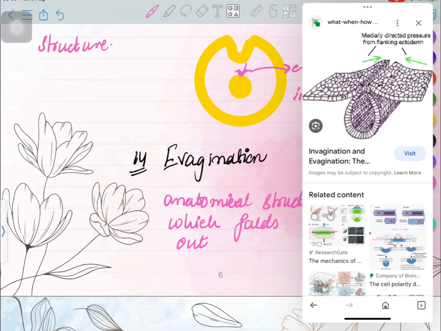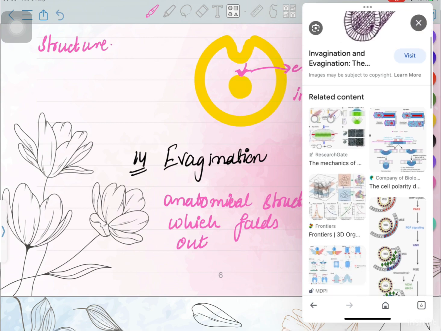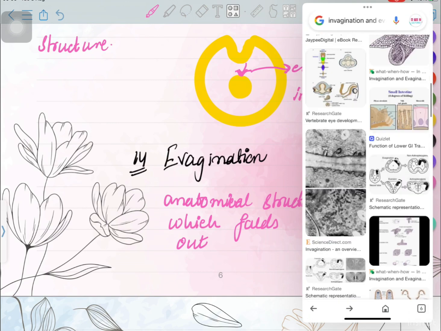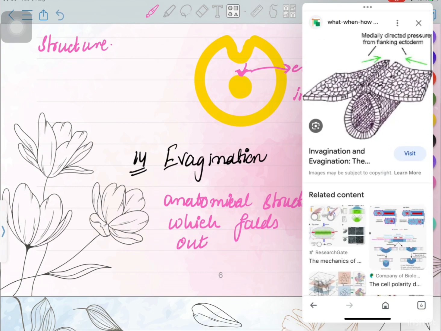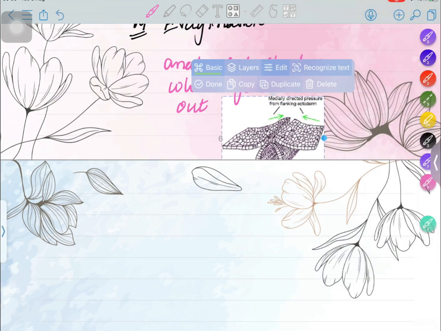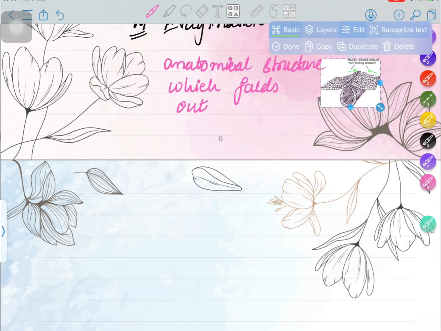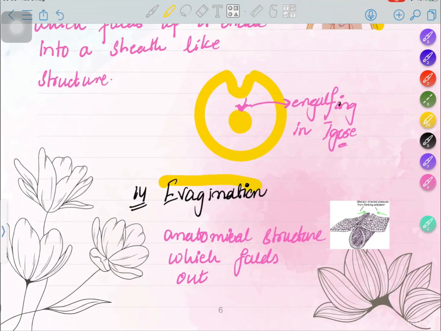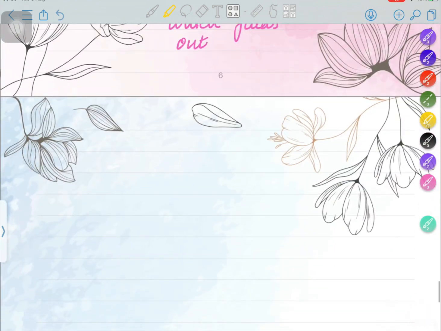I think that's better. Yes, could you see it's folding in? Exactly, invagination, or evagination, it folds out. Let me put this down so that you get an idea of what we are talking about. So this is invagination, evagination. Both of these terms, all of them, guys, are super important, especially for the dissection part. It's 109% important, so that you can understand what we are doing.